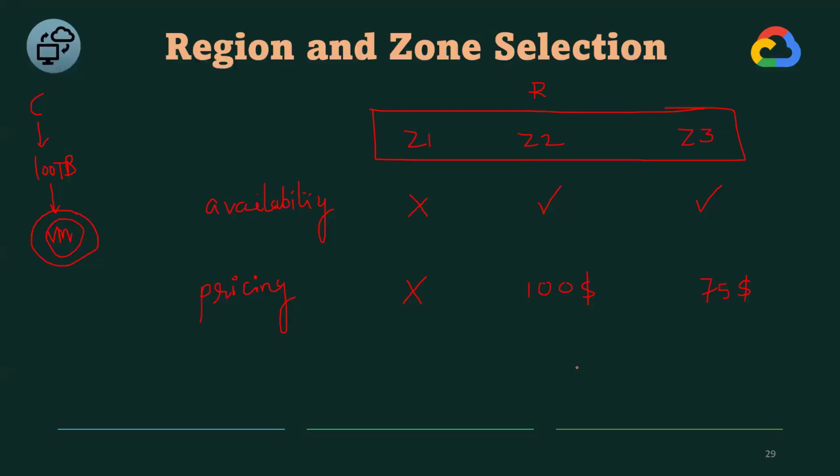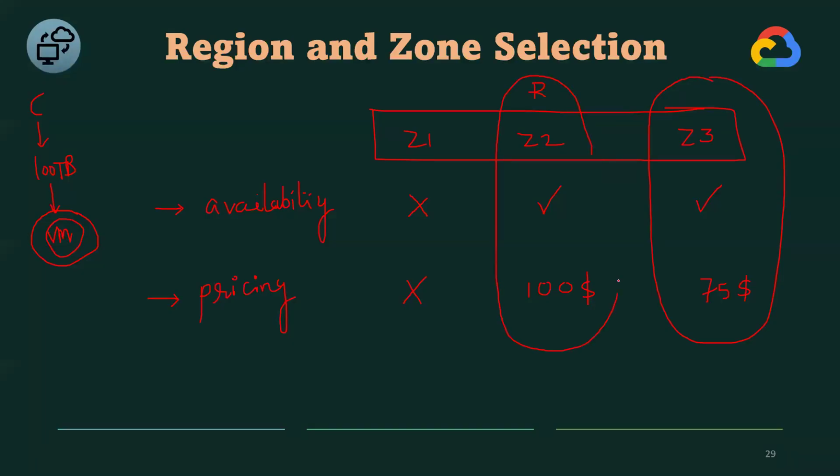Now tell me, where do you deploy it? Zone 3. You will try to deploy it in zone 3, yes, at $75. Because you try to understand the availability as well as pricing, that is our third point. Understanding the availability and pricing is very important while creating the resource. Otherwise, what do you do? If you don't understand the availability and pricing, what might you have done?